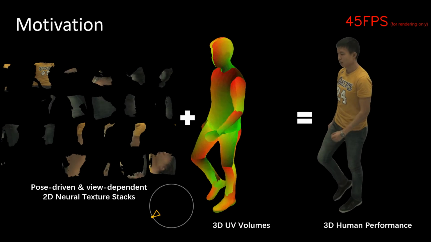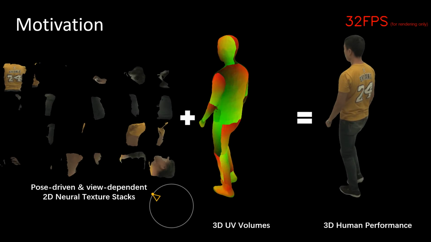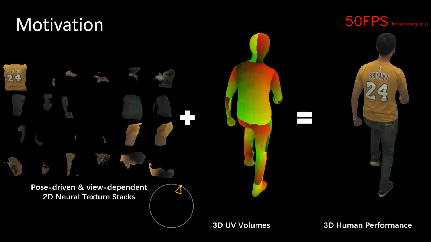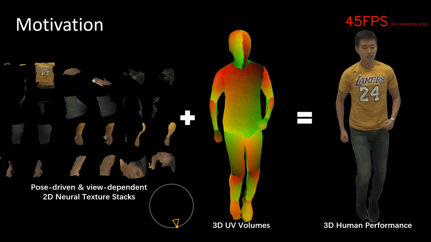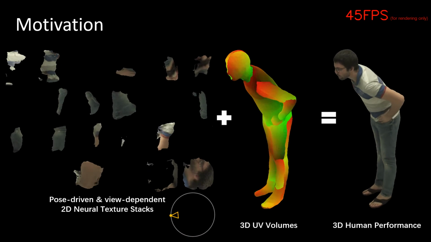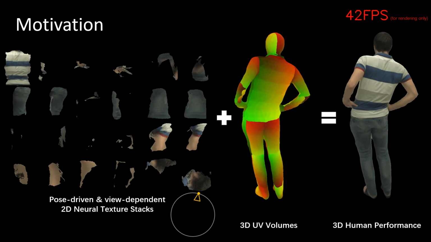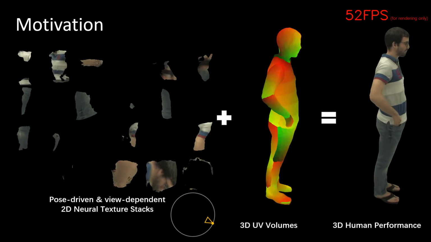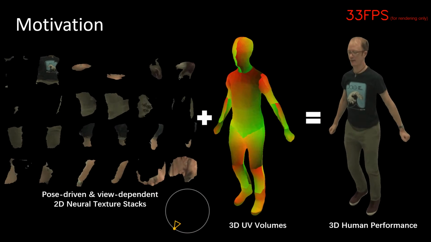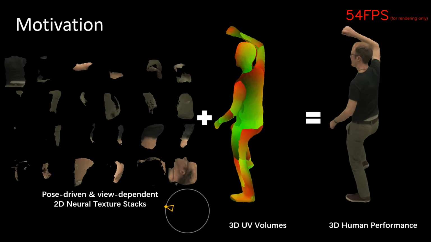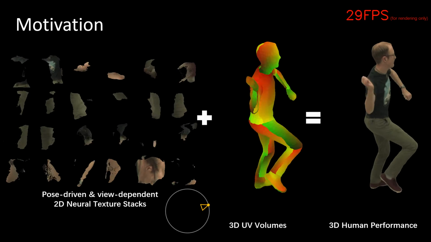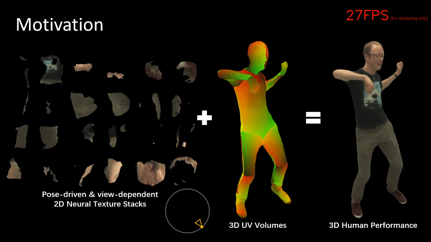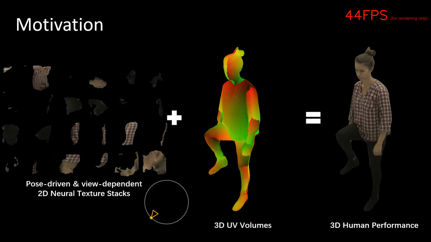We decompose a dynamic human into 2D neural texture stacks and 3D UV volumes. Specifically, we propose the pose-driven and view-dependent 2D neural texture stacks, which encode high-frequency human appearance. And we present the 3D UV volumes that encode smooth and view-independent densities and texture coordinates. This allows us to use much smaller and shallower neural networks to model only low-frequency signals in 3D, thus achieving real-time rendering.